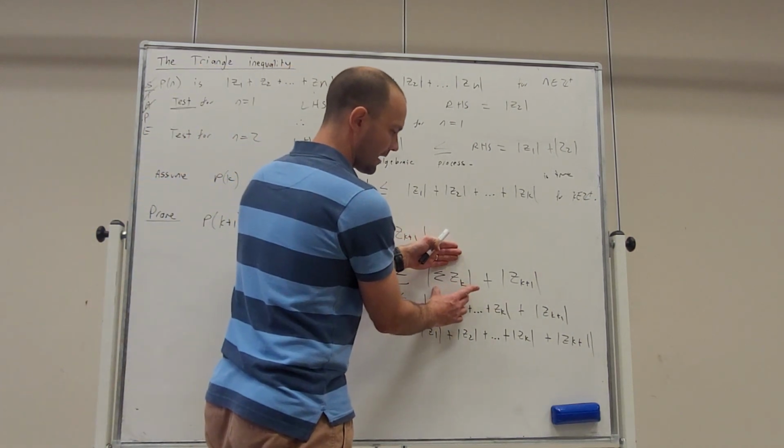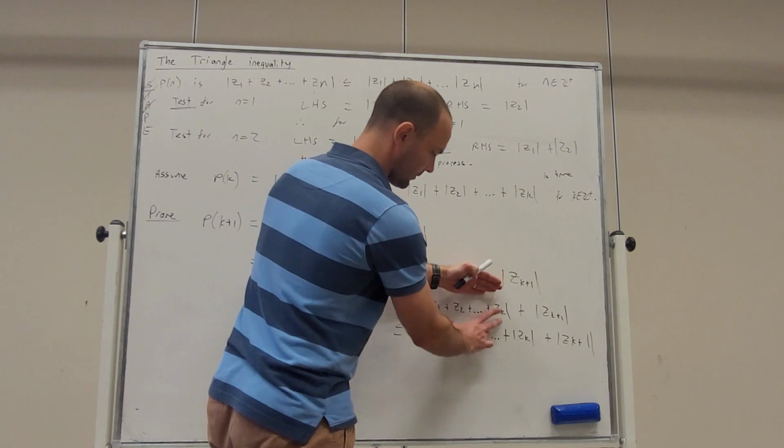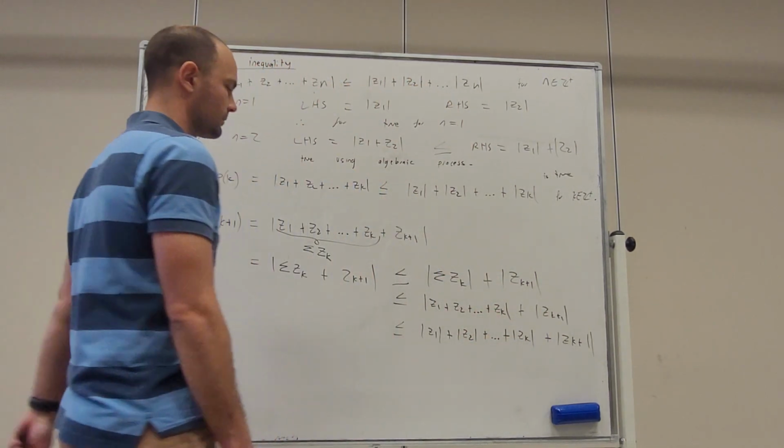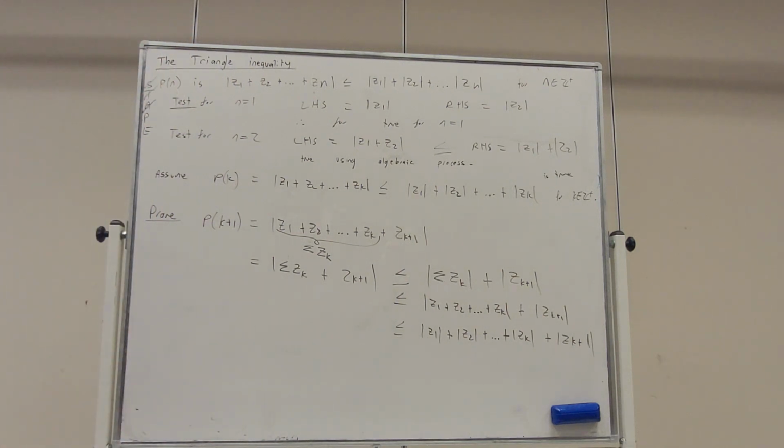So, pretty sneaky, doing the sum of Z of K. We know it works for that one. Here's our substitution from there to there. That's our assumption, we're assuming that's the case. That's where our substitution occurs.